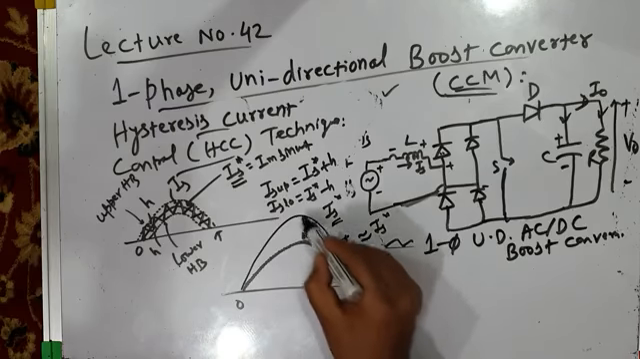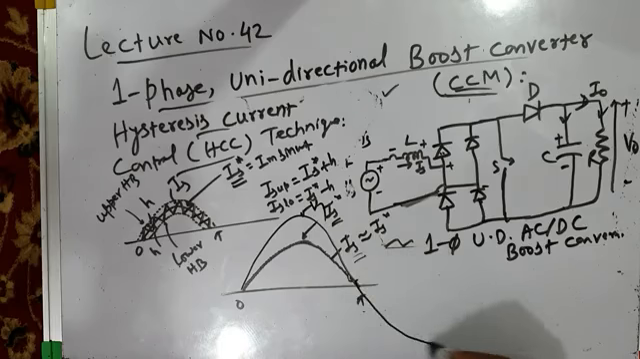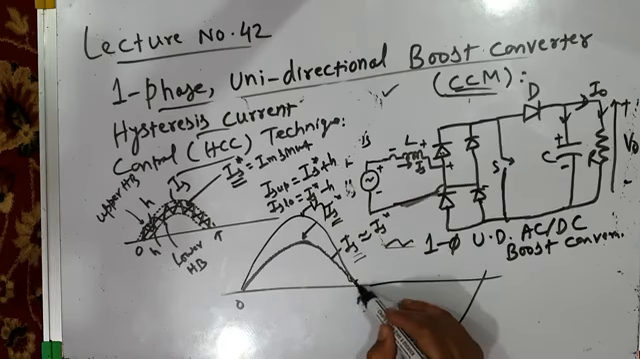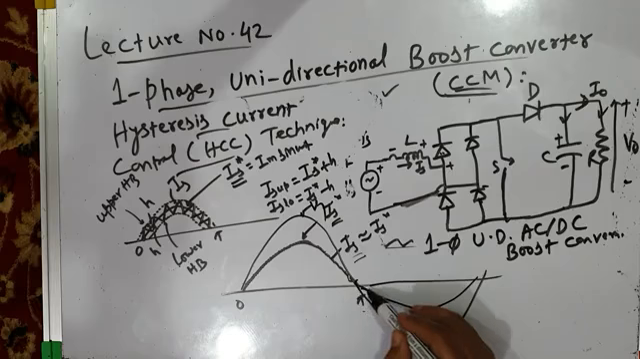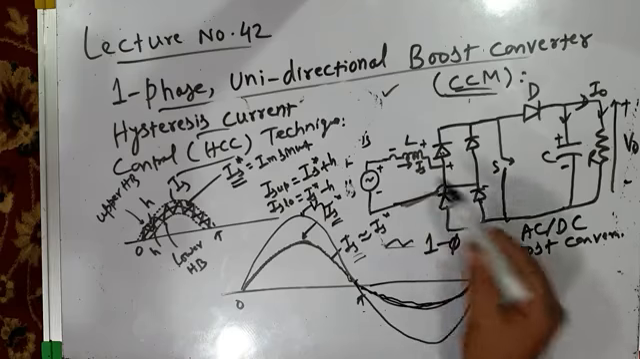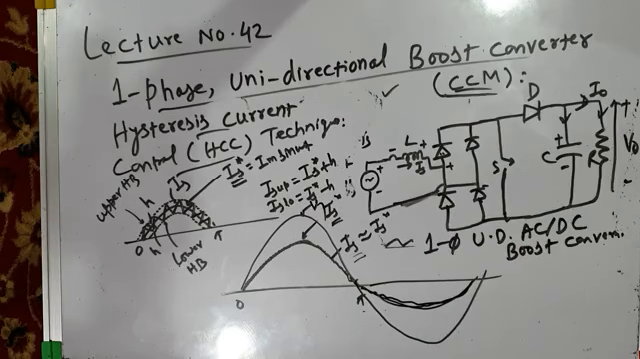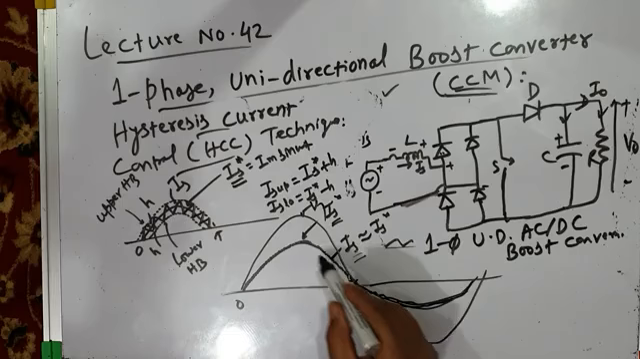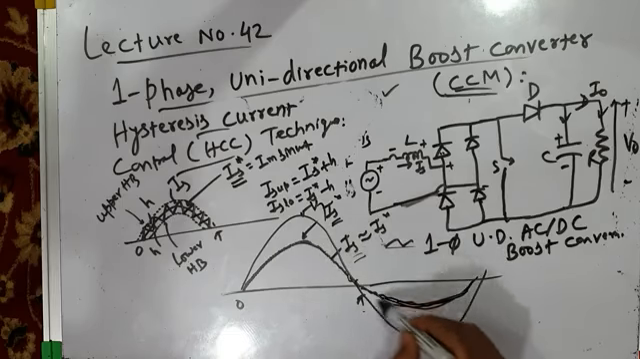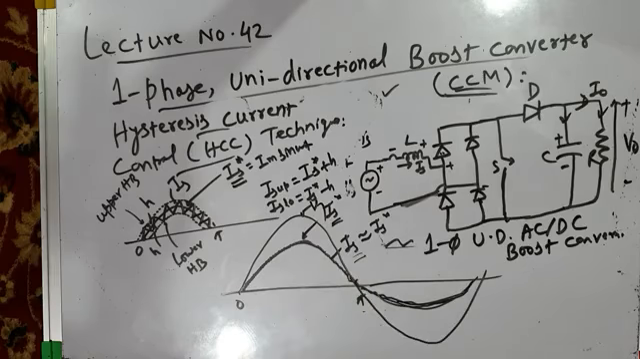and it is in phase with source voltage, your actual current will also be sinusoidal and in phase with source voltage. So that will make your single phase unidirectional boost converter a linear load. Why linear load? Because the current drawn by this converter is almost purely sinusoidal, nearly sinusoidal, and it is in phase with the voltage.